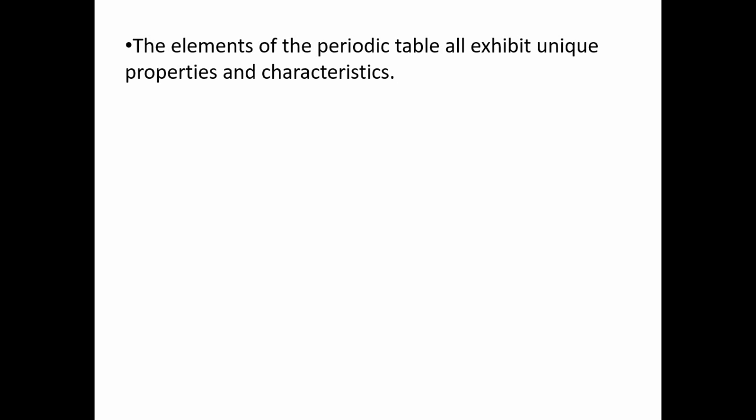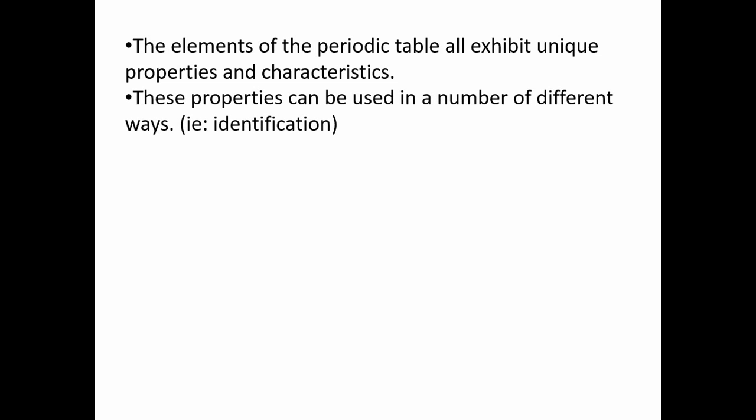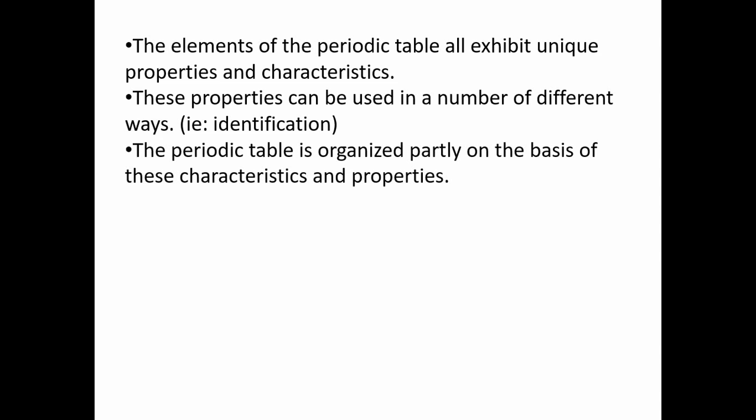You've already been introduced to it in grade 9 and 10, and now we want to take a look at some of the things that are particular to what we're going to look at later on in the course. The reason we have these trends and these different properties and characteristics is simply for identification purposes. Chemists really like to get things organized, and so the periodic table is organized primarily on the similarities in characteristics and properties of the elements.